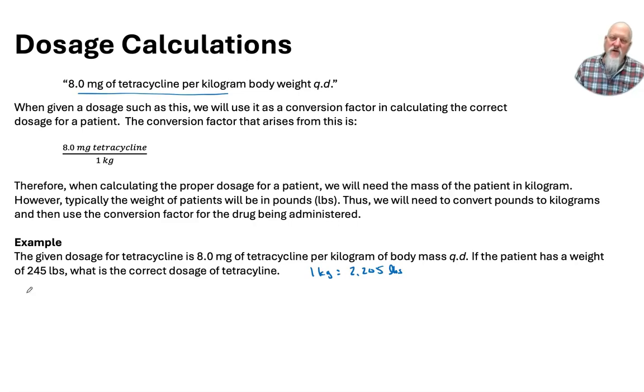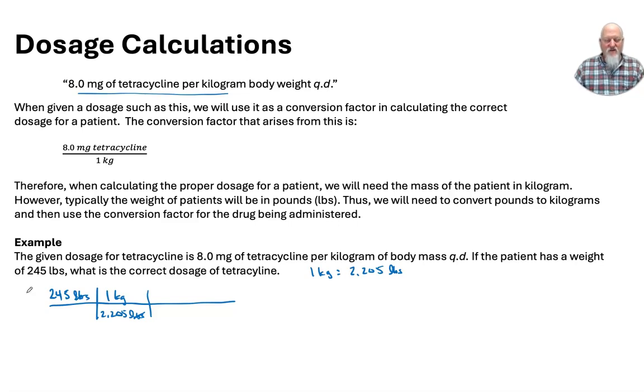So the first thing we need to do is take what we're given, the 245 pounds, the information about our patient, and convert that patient's weight to kilograms. So we're going to do 245 pounds. And this is a conversion, so we're going to make our little set of tracks here. And the pounds part of our conversion needs to go in the denominator. 2.205 pounds is 1 kilogram. Okay? That will convert the mass of the person, the weight of the person, to kilograms.